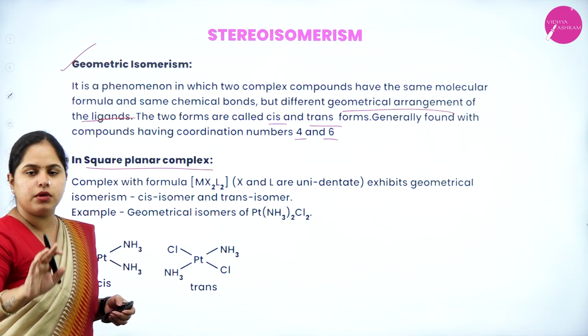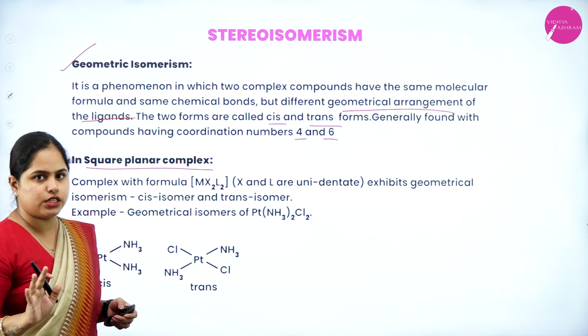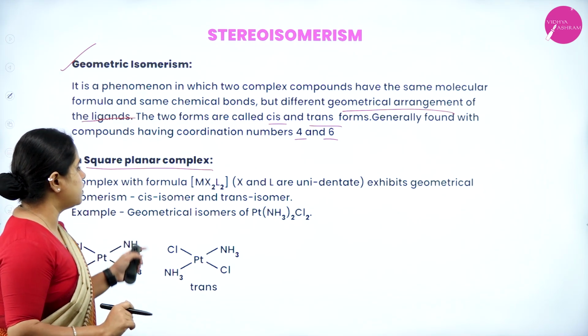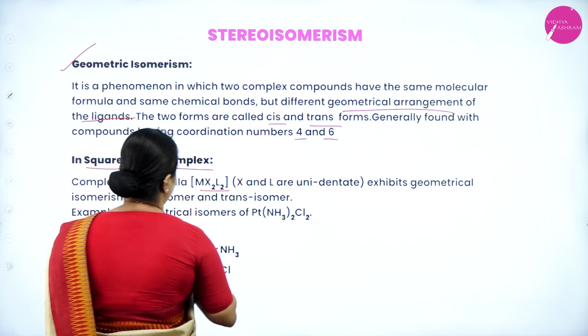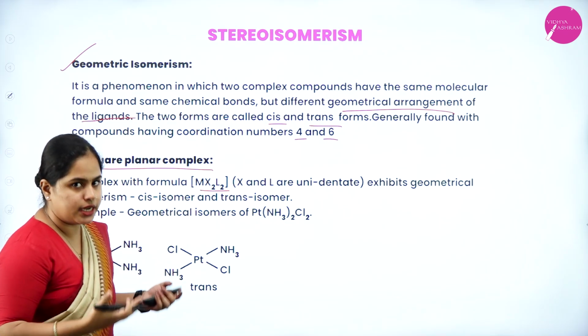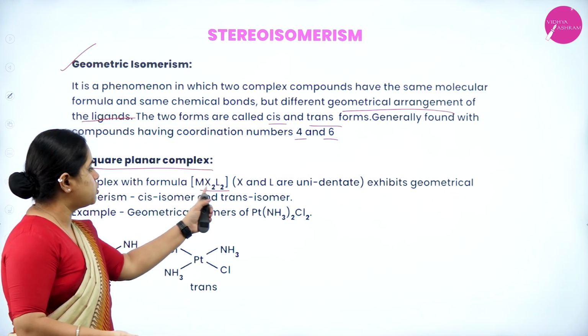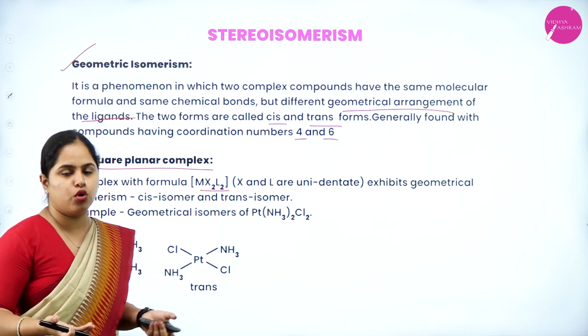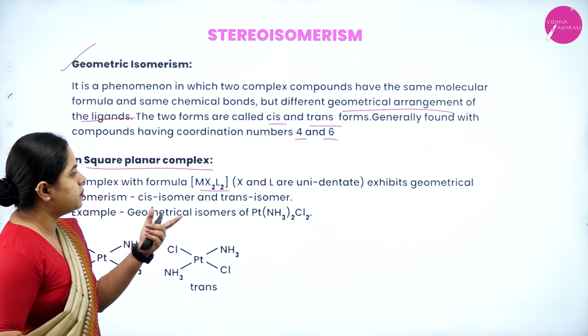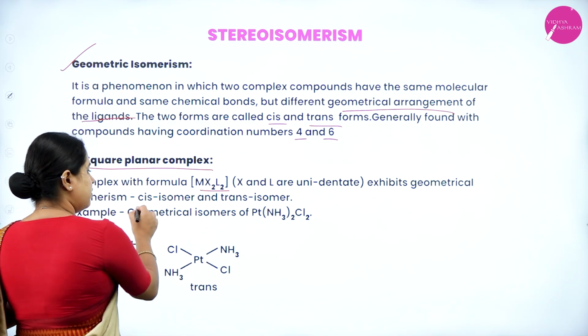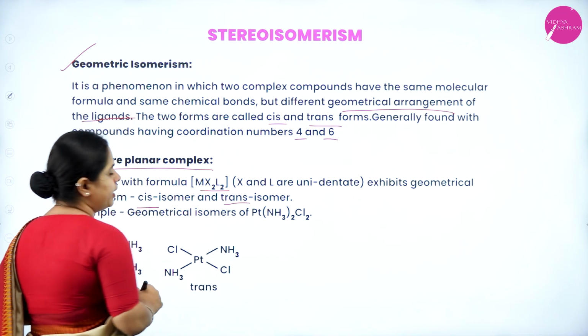So coordination number will be 4, which means there will be 4 ligands present. Consider a complex with formula MX2L2. M stands for the central metal ion, and X and L are two different ligands. It is given that both of them are monodentate or unidentate. It exhibits geometrical isomerism: one will be the cis isomer and one will be the trans isomer.